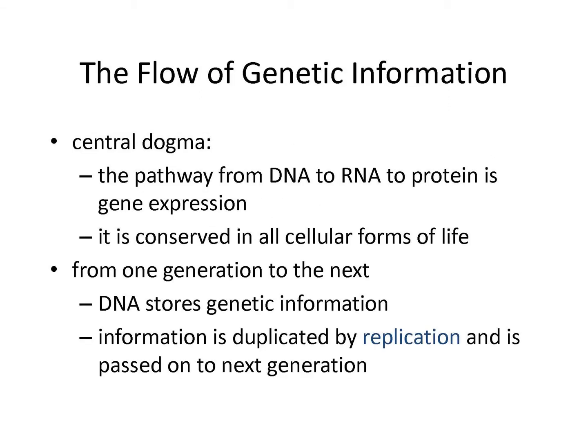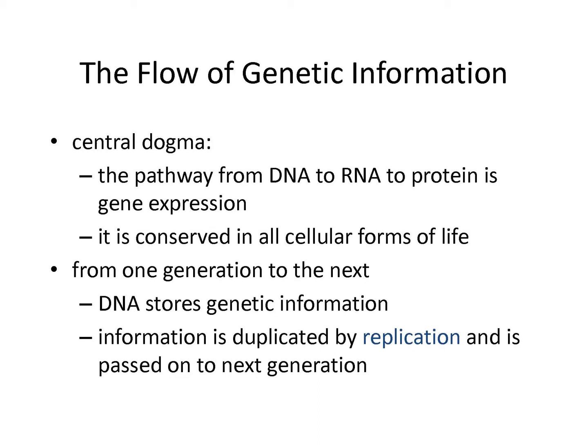Genetic information flows from DNA into protein, the substances that give an organism its form. This flow of information occurs through a sequential process of transcription, which is from DNA to RNA, and then translation from RNA to protein. This genetic flow is called the central dogma. The pathway from DNA to RNA and then to protein is called gene expression.